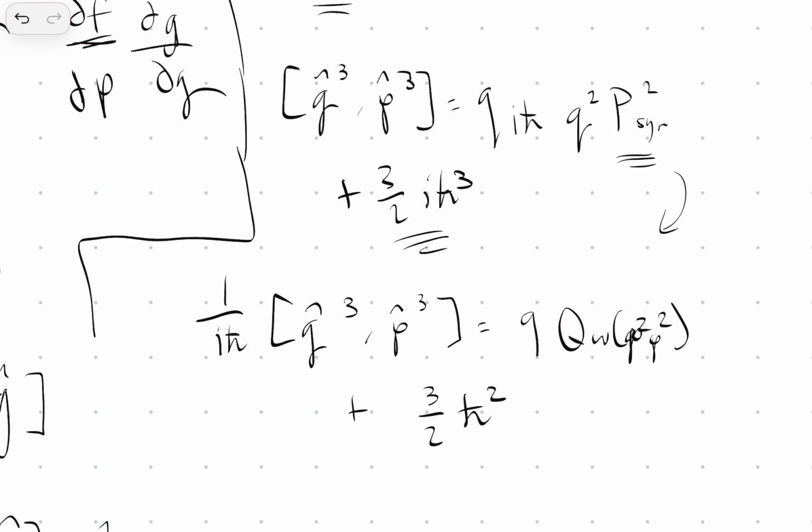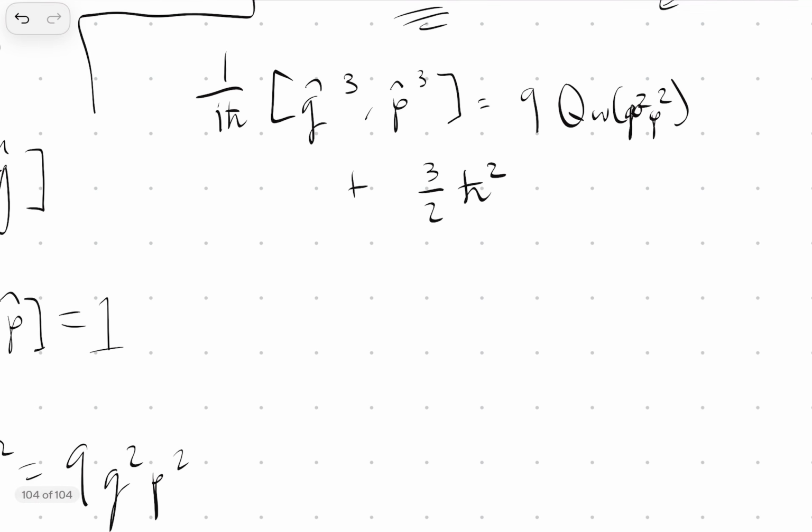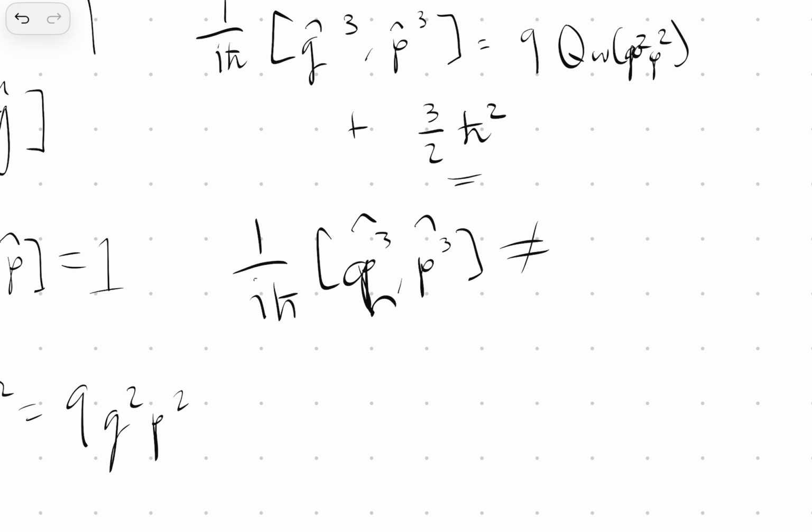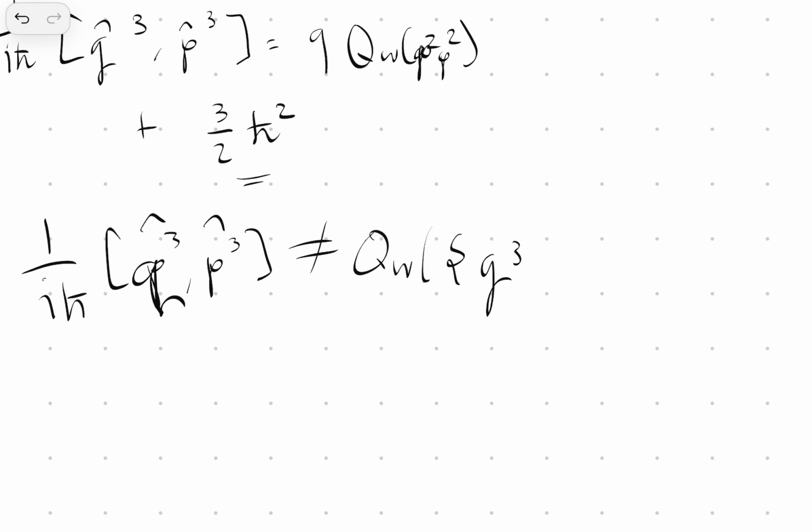But the direct quantization of the Poisson bracket, without the h bar squared term here, would hence show us that the operator for Q cubed and P cubed bracket is not equal to the Weyl ordering. And hopefully it's not hard to see that from this representation of this Poisson bracket there.